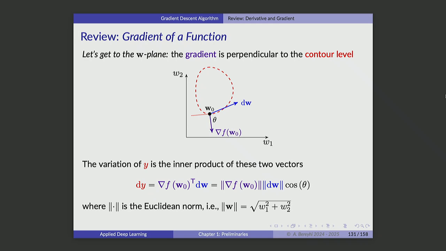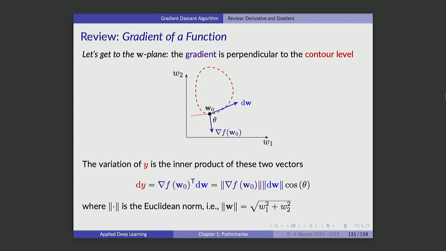Everybody's cool? Right? Now, since everything is two-dimensional here, I can just use basic formulation. You can do it for any number of dimensions, but right now it's quite intuitive. Say the angle between these two is theta, then it's going to be the length of dw, times the length of the gradient, times the cosine of the angle between them. This is the inner product.